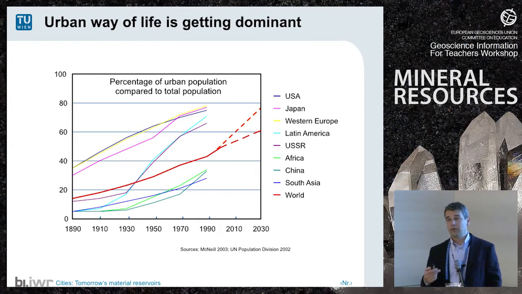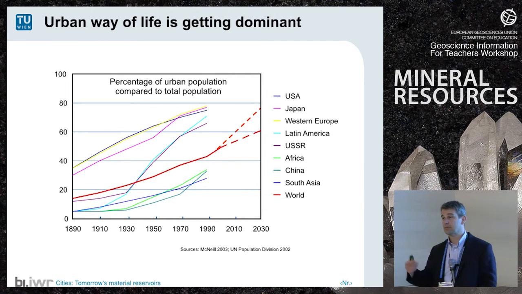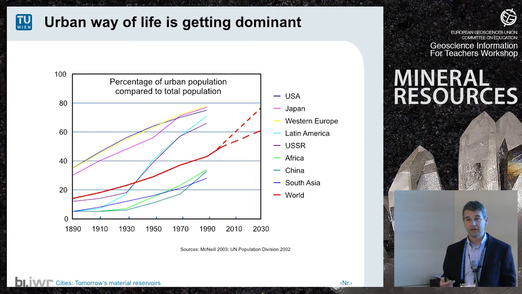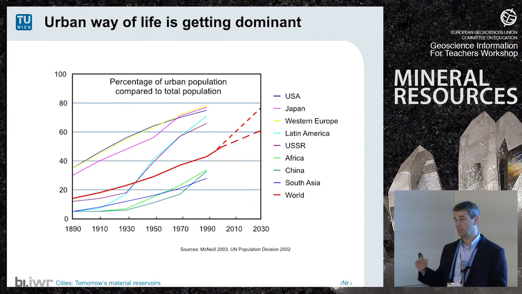A second phenomenon that we see is that the urban way of life becomes dominant. We have seen this, of course, in our developed regions. We know that up to 80% of people are already living in cities. We have growing cities, many more so-called mega cities that have more than 50 million inhabitants, but also other regions are quickly adopting our urban way of life. And the United Nations think that around the year 2030, between 60 and 80% of the world's population will live in cities.